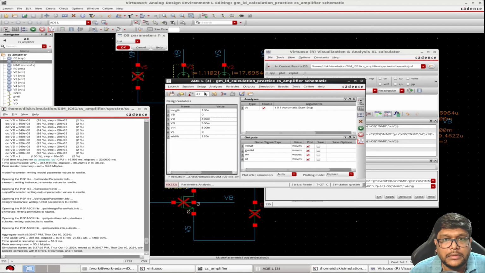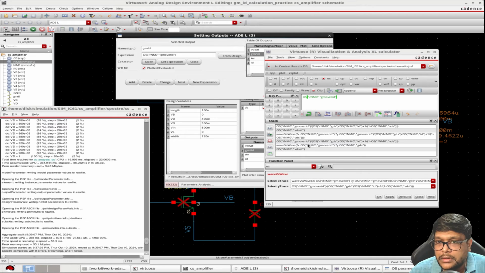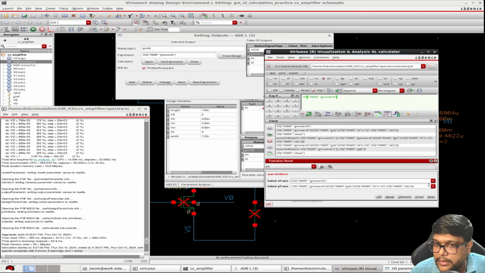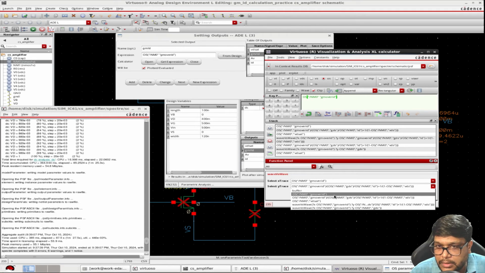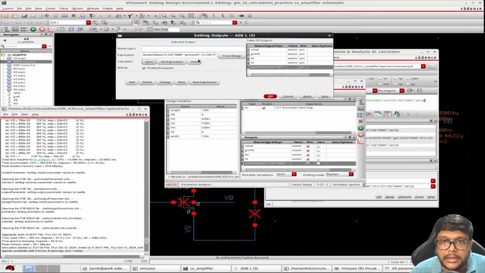For that, we'll plot all of this with respect to GM by ID. Let me open this one. This is GM over ID and this will be our AV. The main important thing till now is AV. Let me set that, and this is gain versus GM over ID. This one first.